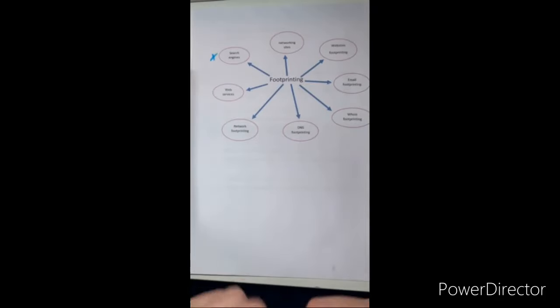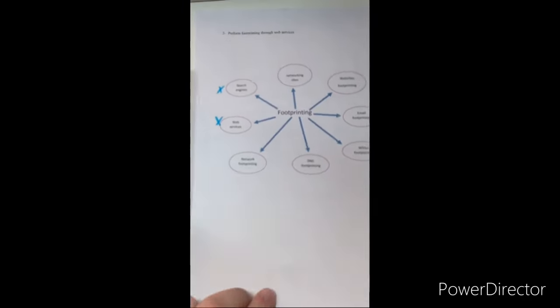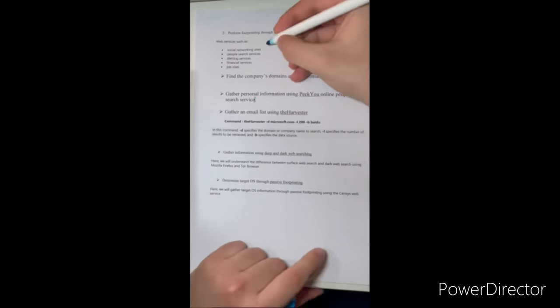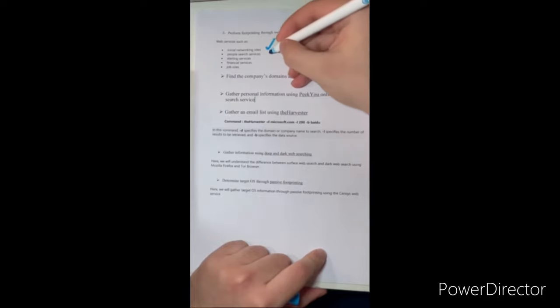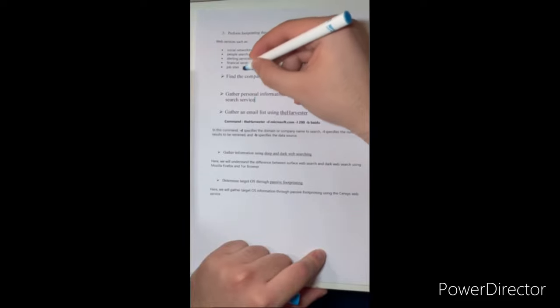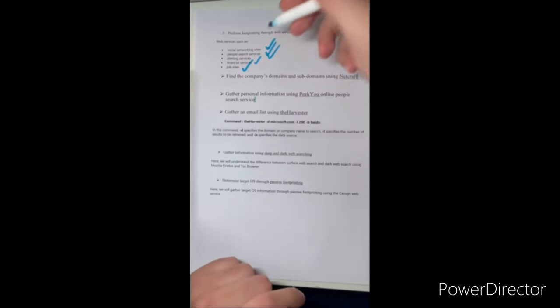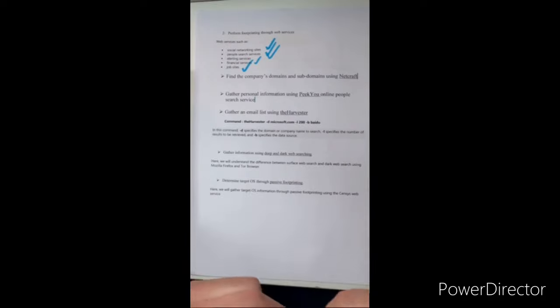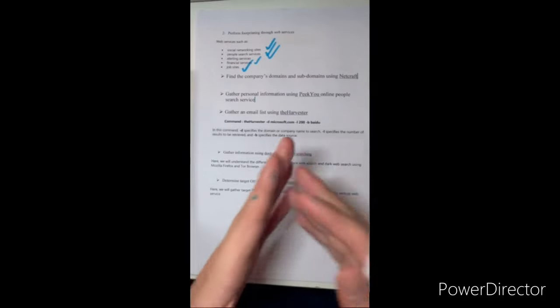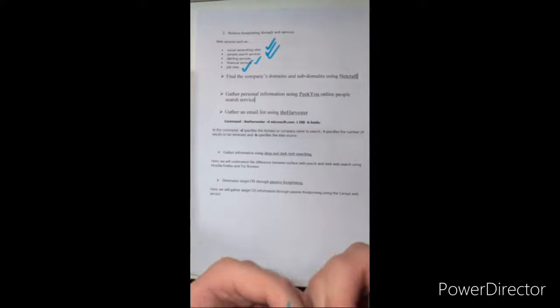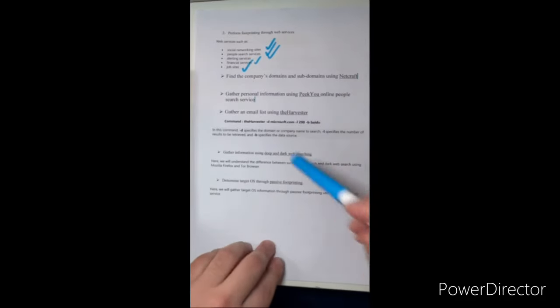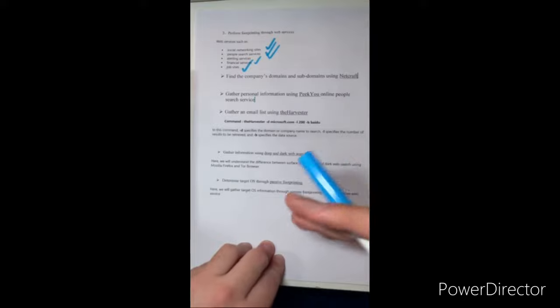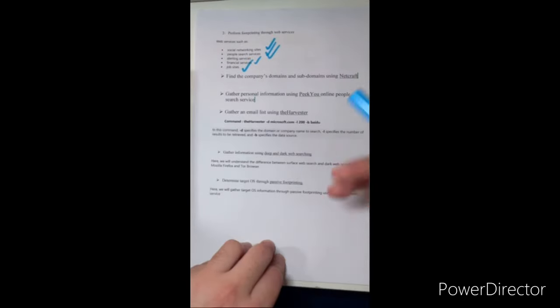And now let's jump to web services. Simply, when I say web services, what I mean is social networking sites, people search services, alerting services, financial services, and job sites. So everything that is related to one of these is considered a web service. As a professional ethical hacker, or let's say pen tester, you should be able to extract a variety of information about your target organization from web services.